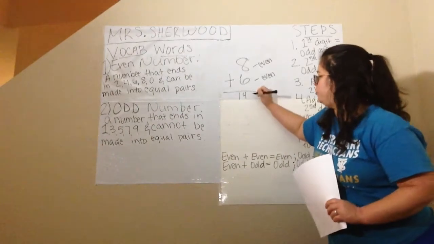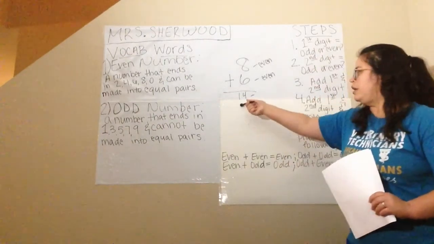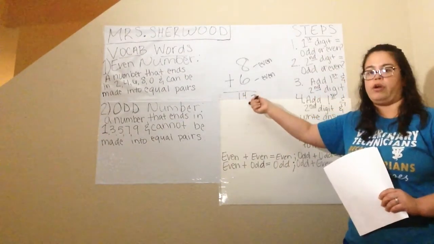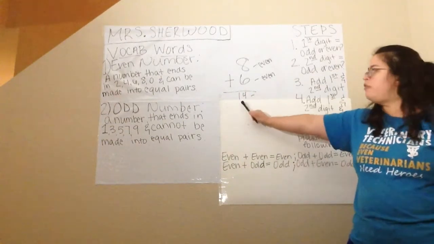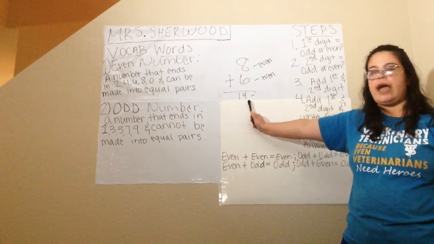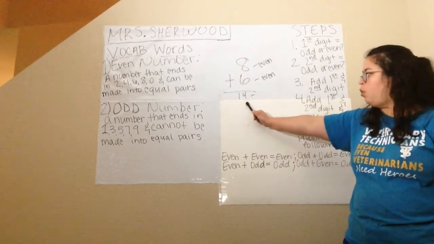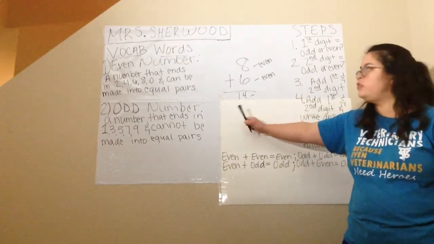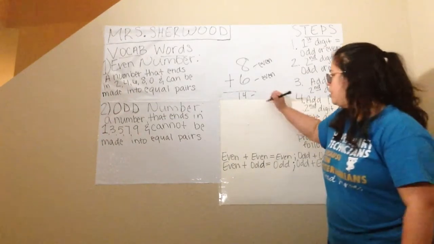Our answer, you're going to write the rule that the problem is following. So to be helpful, determine what your answer is, if it's an odd or an even number. And remember, we have 1 and 4 here, 14. We just need to look at the last digit. 4 is all that we need to look at. So 4 is an even number.